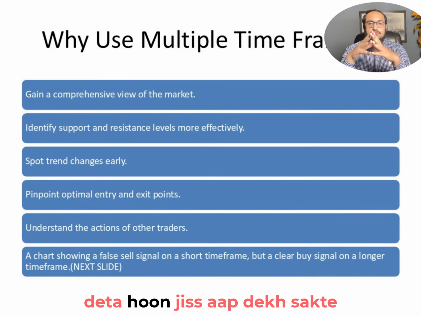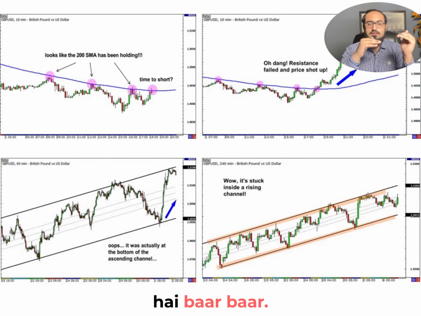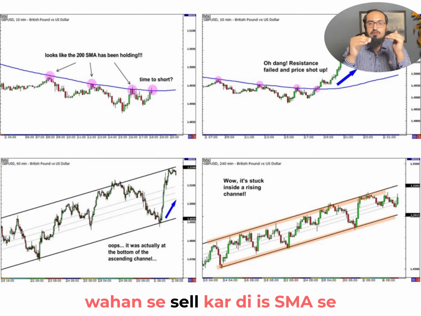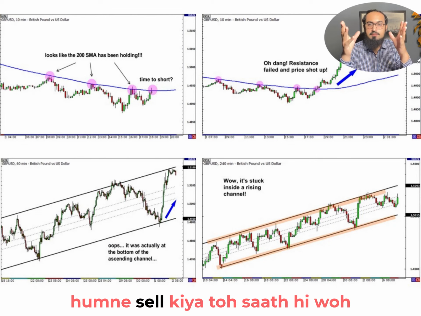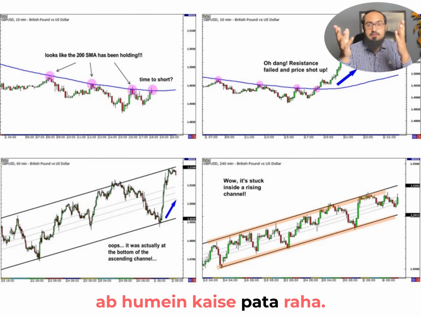Now I will give you an example of MTF. As you can see, on the 10-minute chart it is bouncing on the 200 SMA repeatedly. It seems to us that the market trend is short, so we sold from the SMA, then it went above the support. So now, how will we know why this happened?